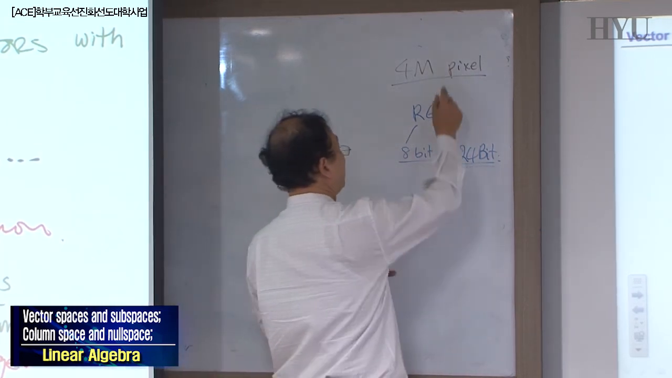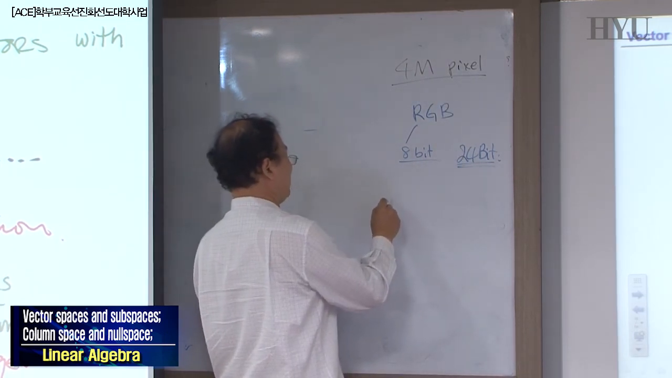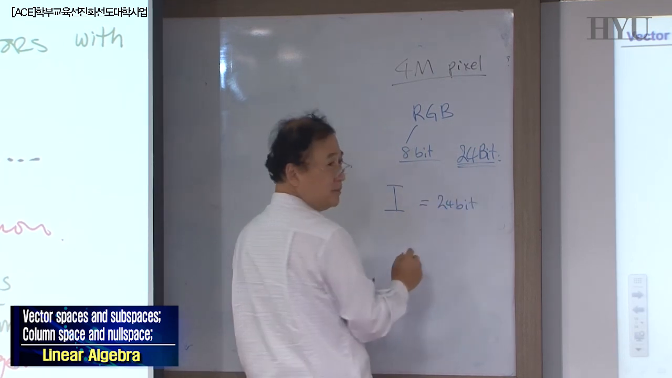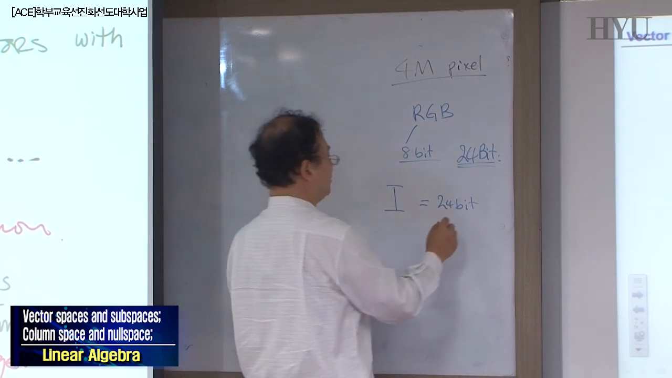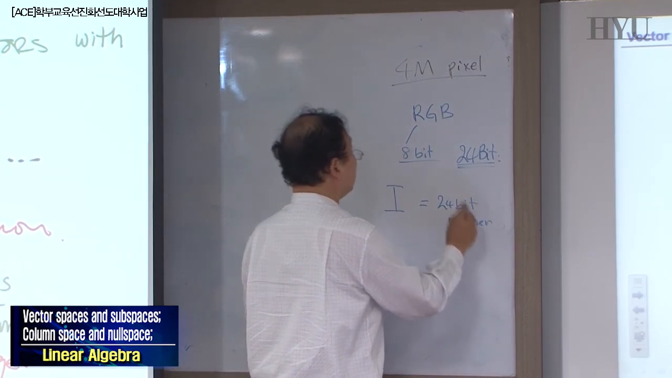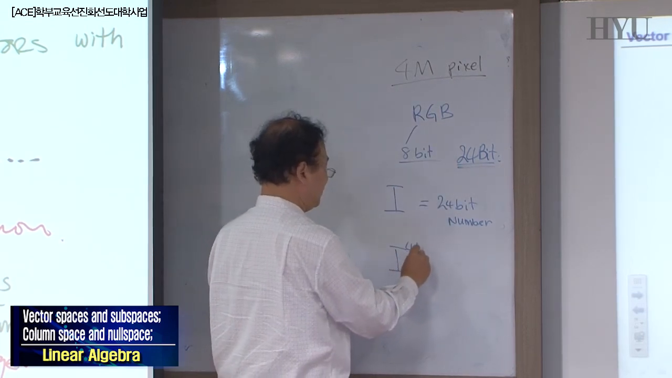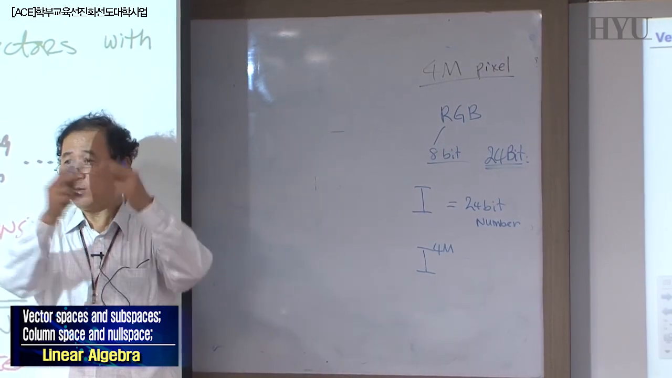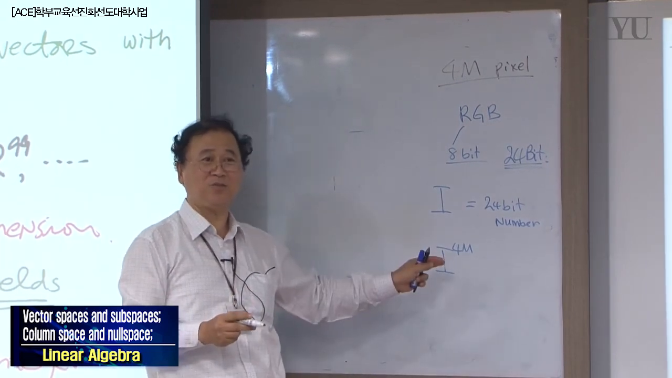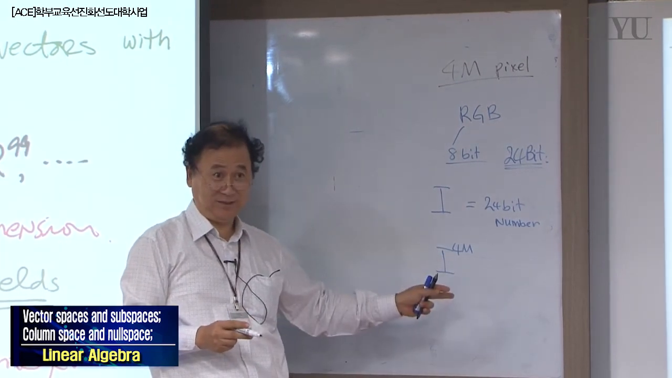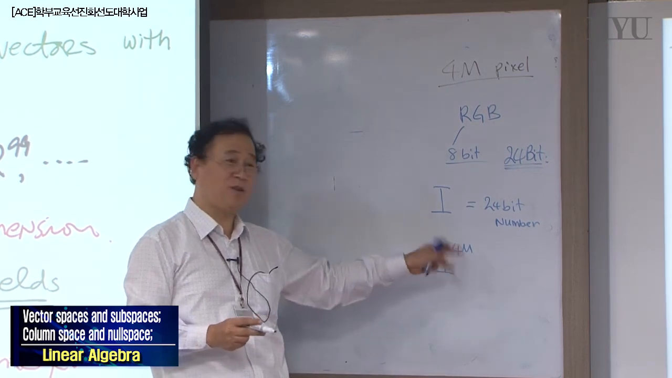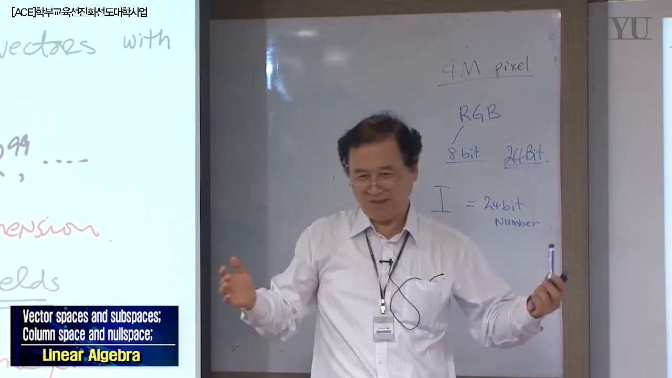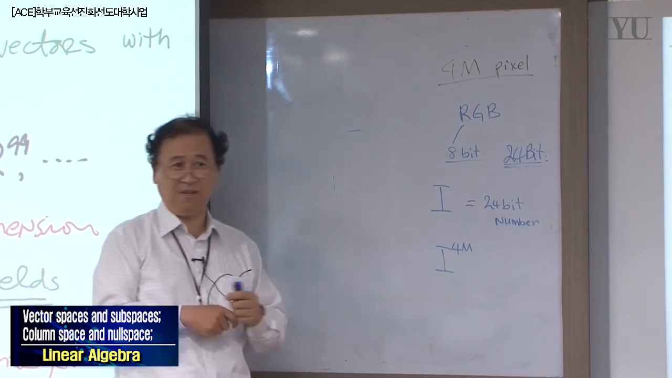Then I can represent it like this. I'll define this I: I am defining a 24-bit number. This is a 4 million dimension space, right? The whole of the pictures I can describe has a dimension of 4 million, which is very large. Usually you think we don't need that many dimensions, but in reality we sometimes have very, very huge dimensions.